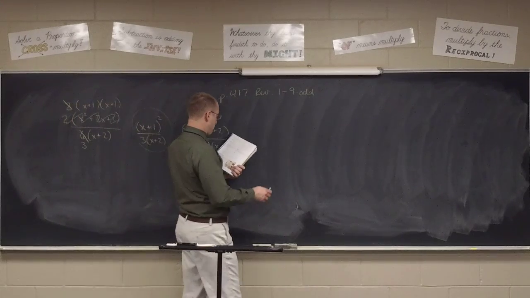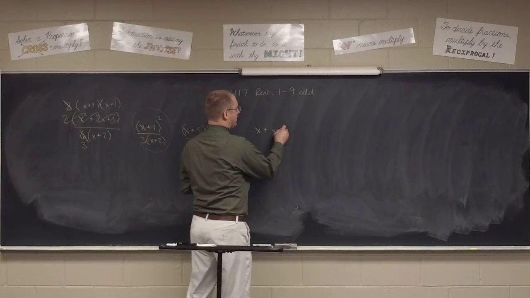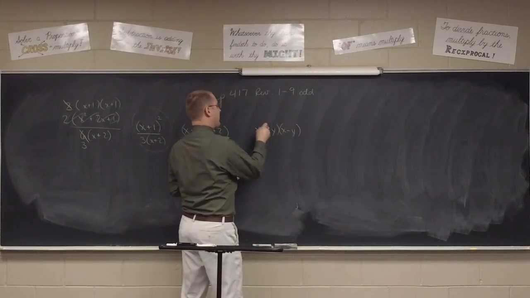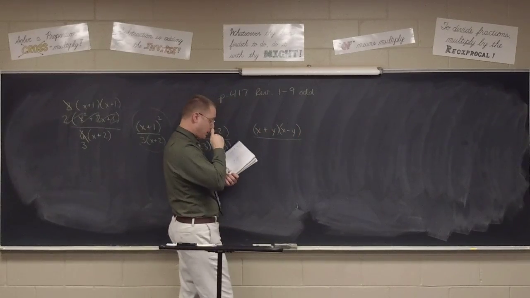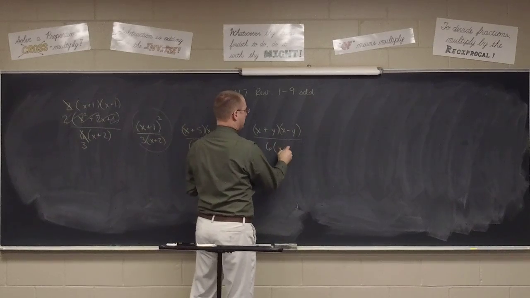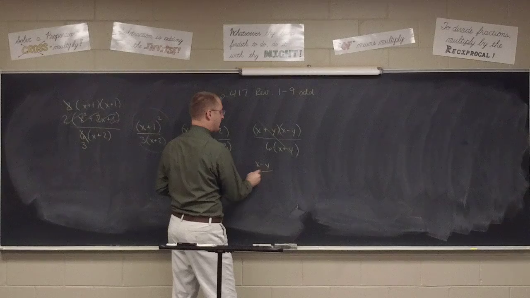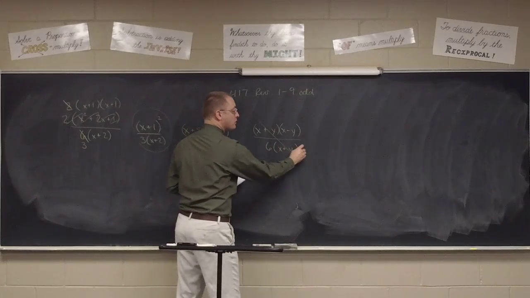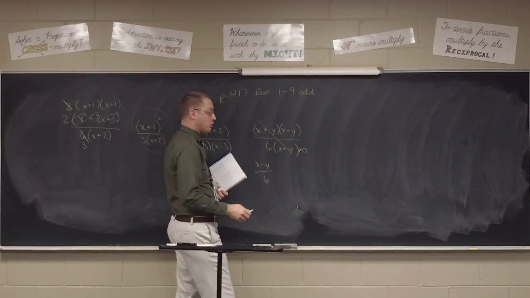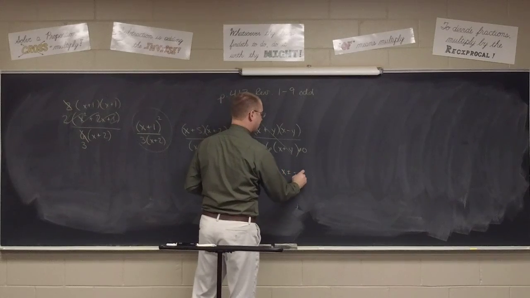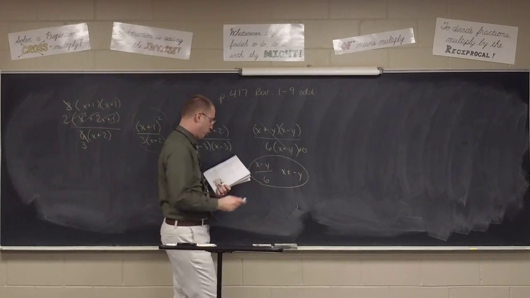Number 21, difference of squares, sum and difference, x positive y, x negative y, and in the denominator, just pulling out the common factor of 6 to leave you with the x positive y. The x positive y's cancel, giving you x negative y over 6 for your answer. We do need to specify that x plus y cannot equal 0, therefore x cannot equal negative y.